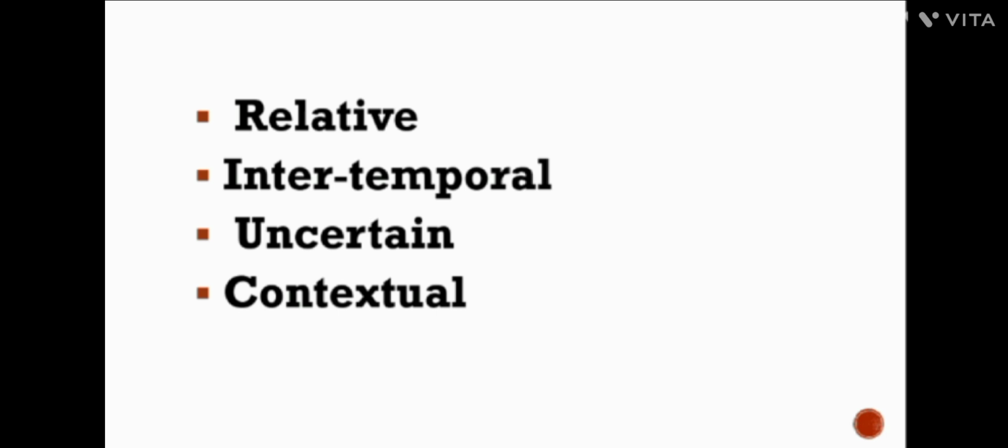Next is contextual. A business environment is a big concept, a macro concept. It is a very huge and aggregative concept, whereas a business firm on its own is a micro concept. It is a part of the business environment, so it is a micro unit. So these were the features of business environment.